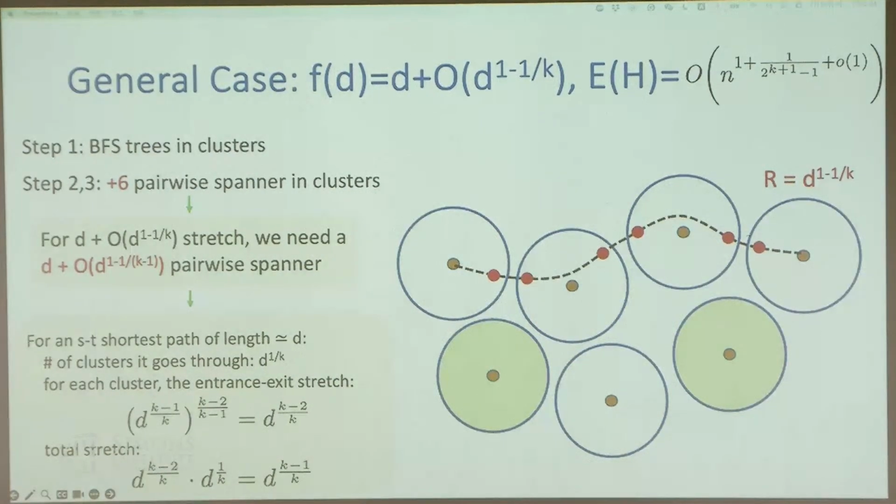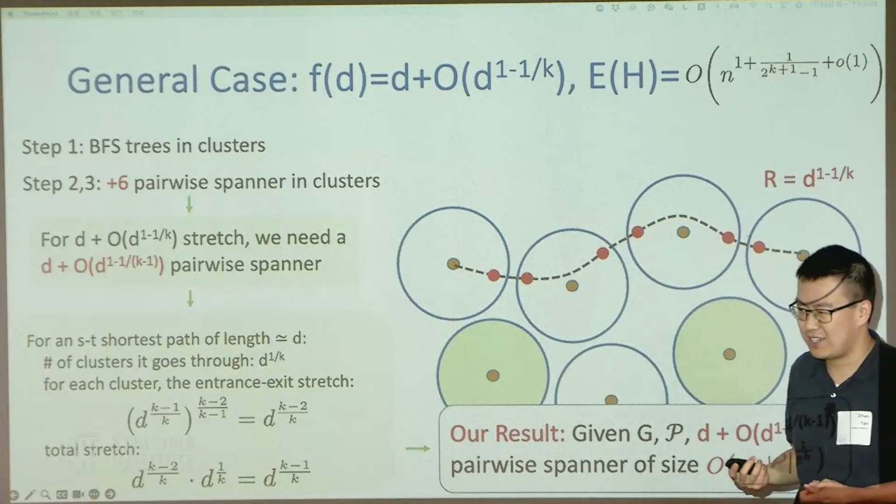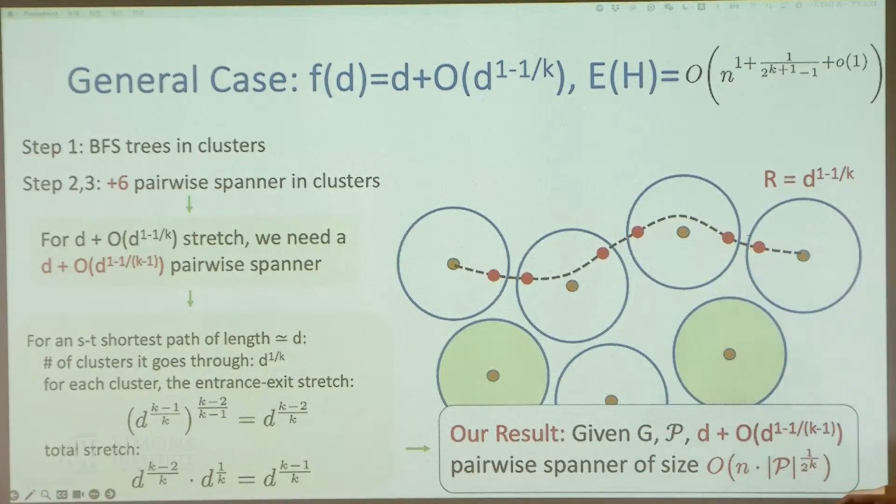Okay, and we also need to show that there exists such a smaller pairwise spanner, like the previous Kavisa result, plus 6 with n times p to the 1 over 4. We show something similar: plus d to the 1 minus 1 over k minus 1, with n times p to the 1 over 2 to the k. Before it was k equals 2, so n p to the 1 over 4. We basically generalize to general k. And that eventually gave us this bound.